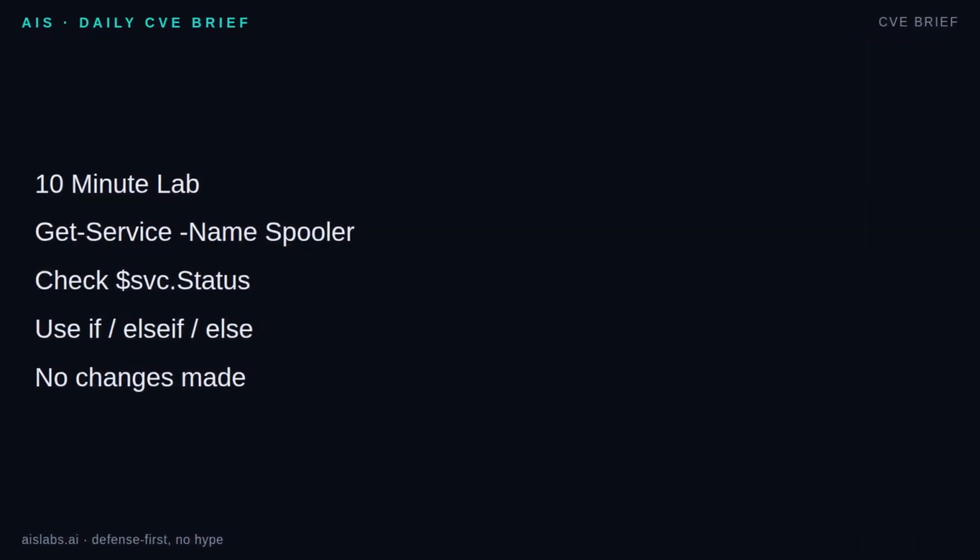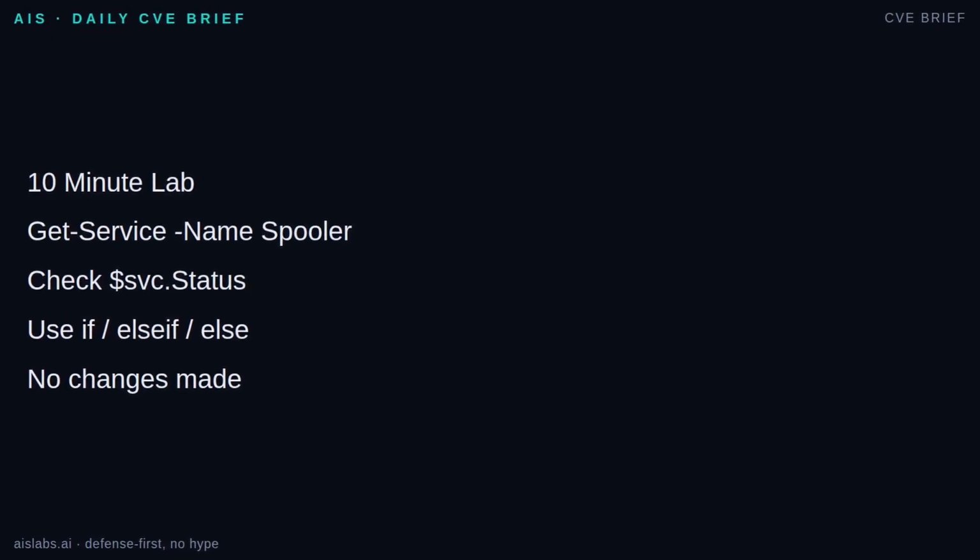Here's a safe 10-minute exercise. Open PowerShell 7 on your workstation. Run $svc = Get-Service -Name Spooler -ErrorAction SilentlyContinue. Then write an if statement. If $null -EQ $svc, output Spooler not found. Else if $svc.Status -EQ Running, output Spooler is running. Else output the current status.